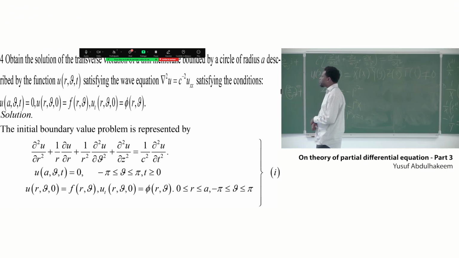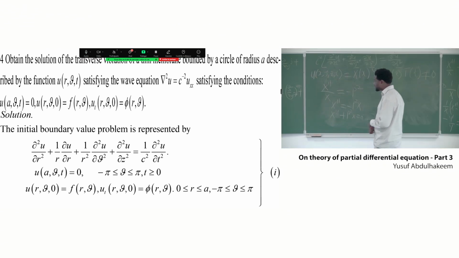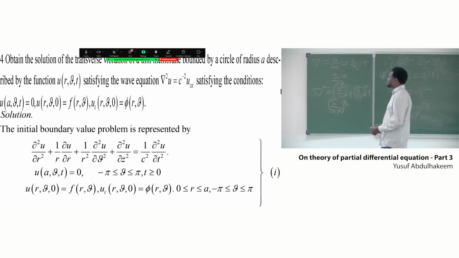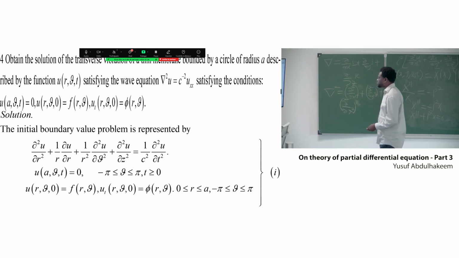If you look at this very well, we will see that this boundary condition that is given here is the Cauchy type of boundary condition, because you will see that we are given a condition with respect to the u t here. You can see it here. The initial condition here is given as what? The u t is equal to phi of r, theta, 0.